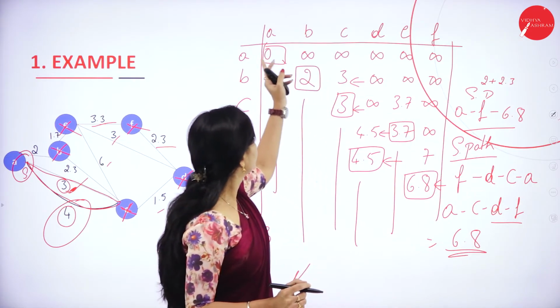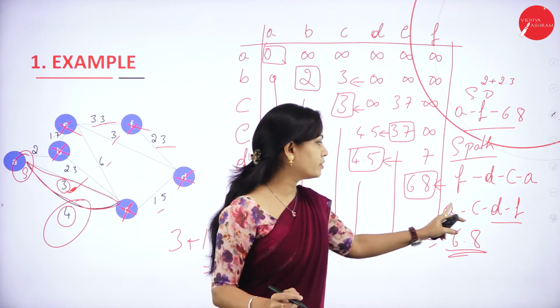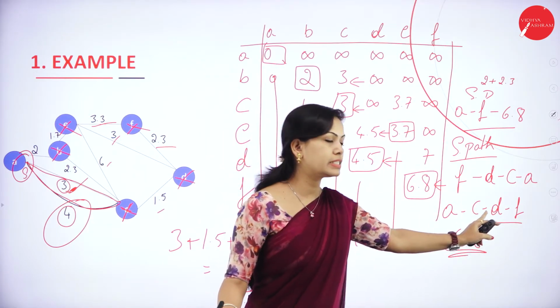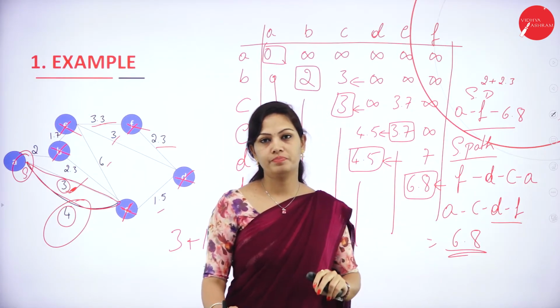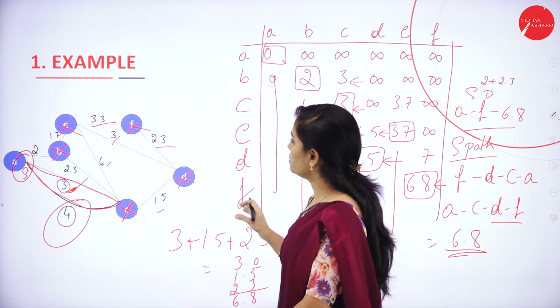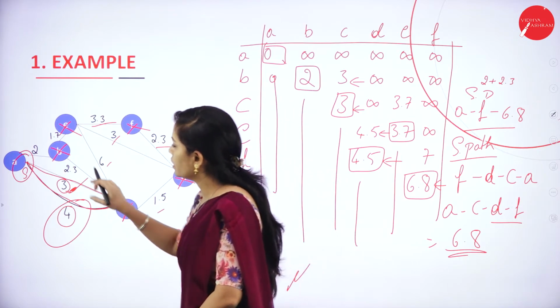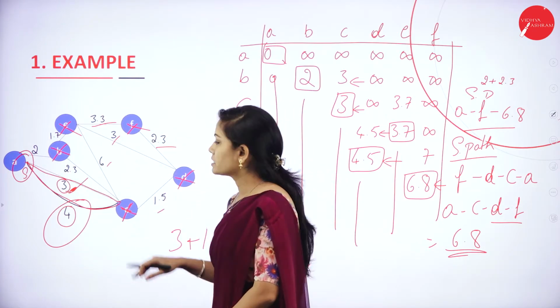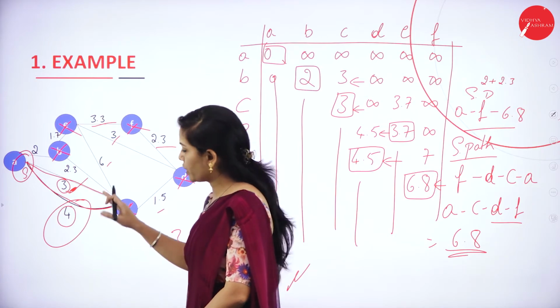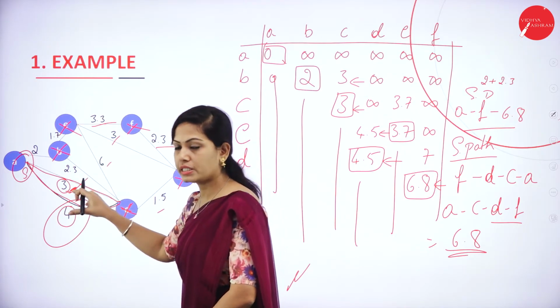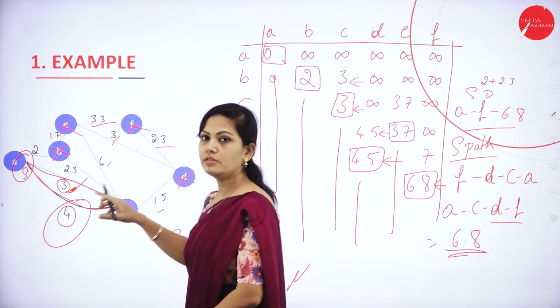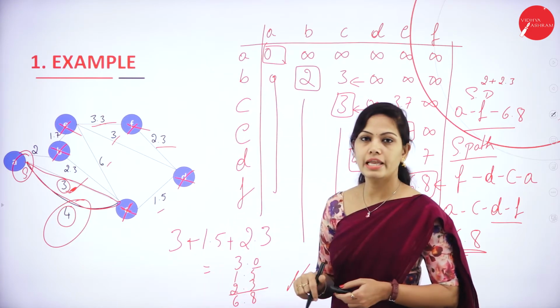For moving from A to F, shortest path is A to C, C to D and D to F. So this is about your problem. If you get fraction also, you can simplify this. Sometimes you will get 2 edge values. If you get 2 edge values, you have to consider the least value. Clear? So this is called as Dijkstra's algorithm.